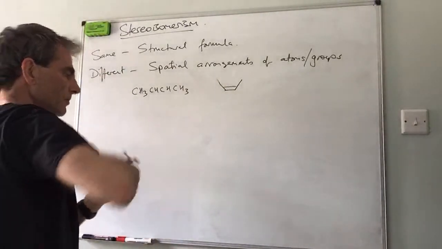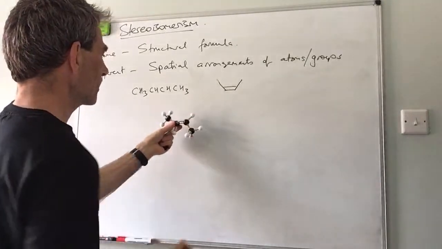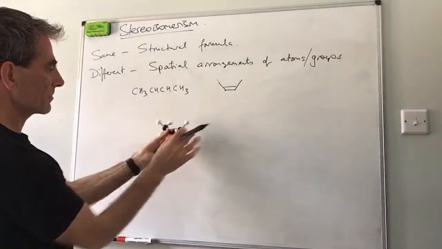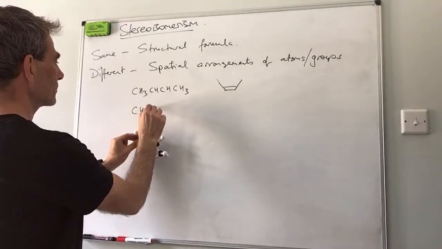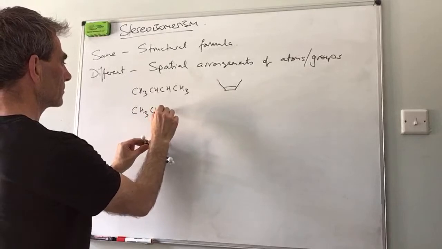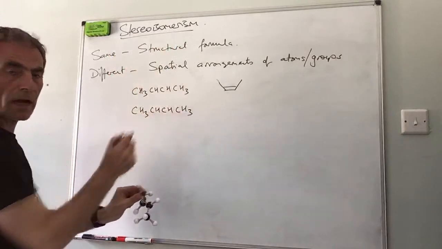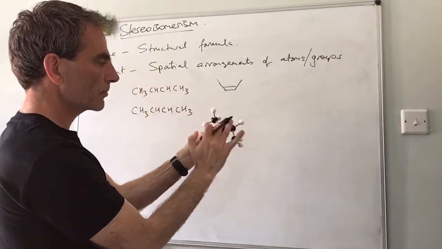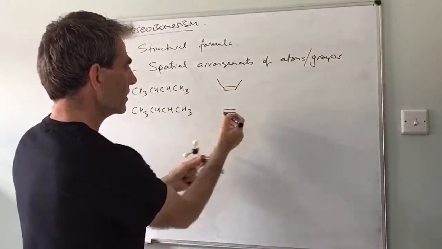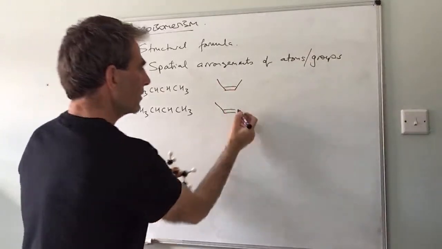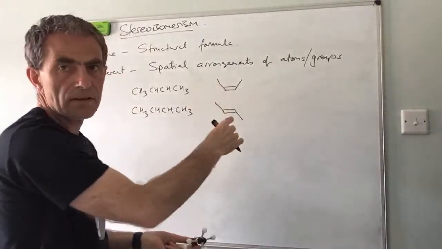Let's turn it into the other one. Right, okay. So, structural formula first: CH3, CH, CH3. Same structural formula. However, because of the lack of rotation of the double bond, we've now got that methyl group pointing up and that one pointing down. So they are stereoisomers.